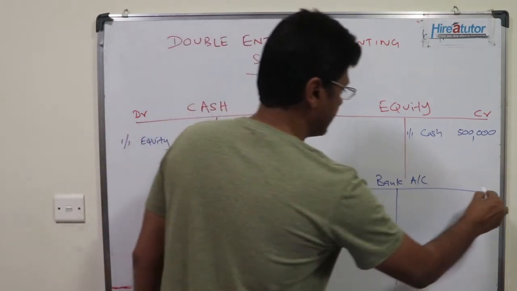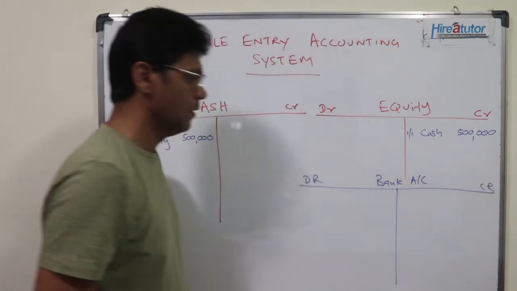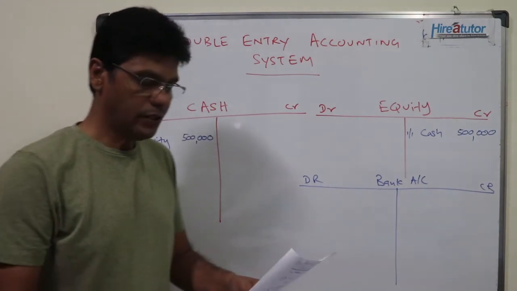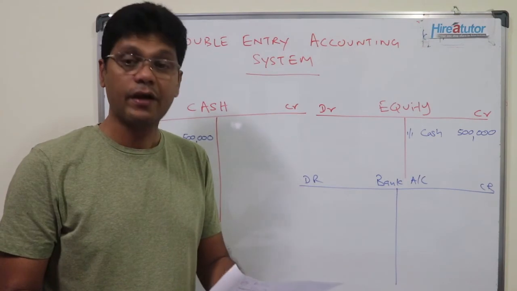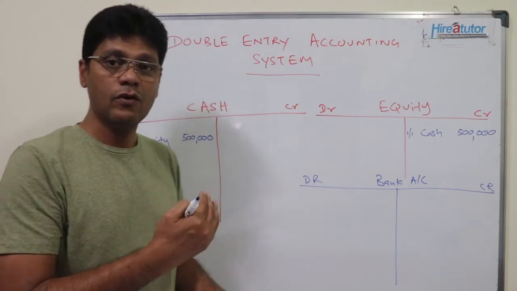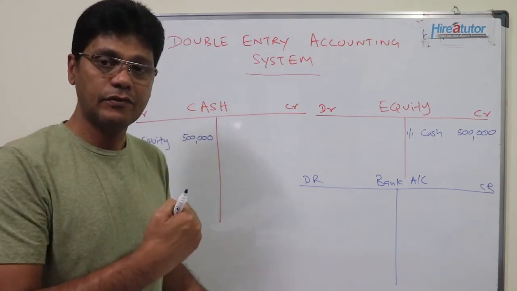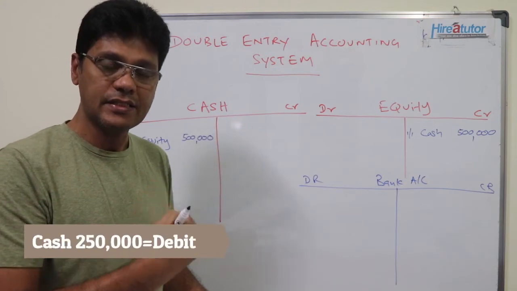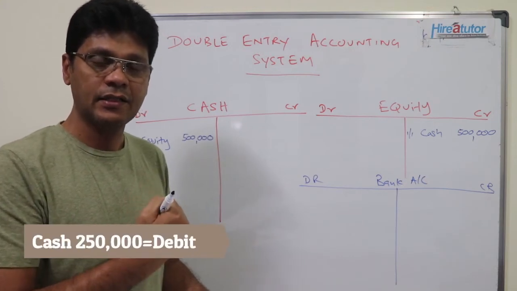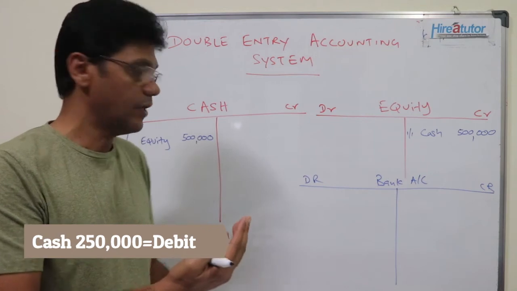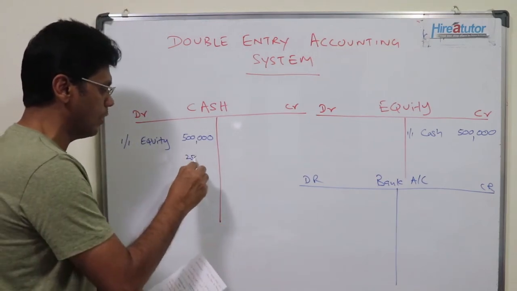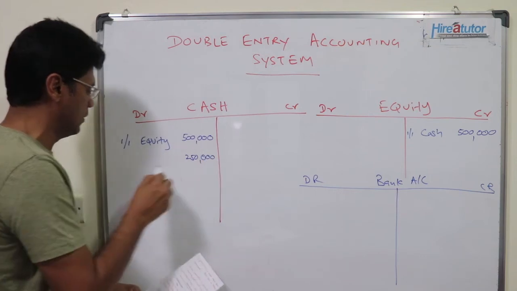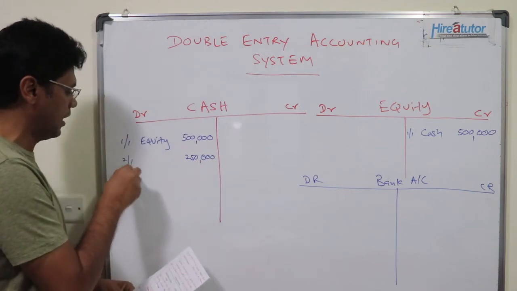Debit, credit. How much has the business received? 250,000. Since the business has received cash, the cash asset has increased. So an increase in asset should be debited 250,000. So we can say 2nd January.